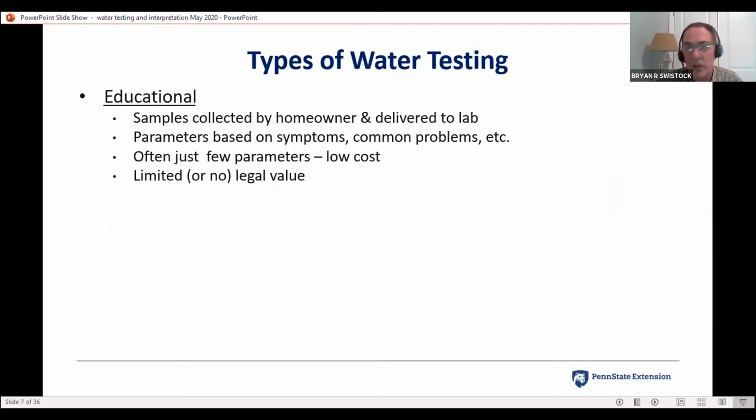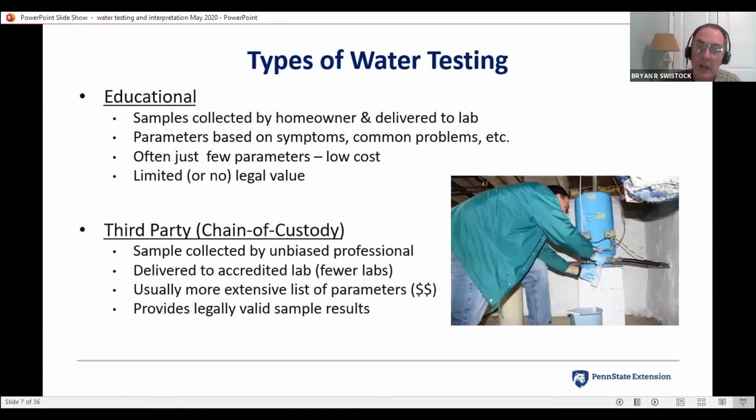The parameters are chosen by the homeowner. It's usually common things like bacteria, nitrate, and lead. It's usually low cost testing, maybe $100, maybe a couple hundred. It's really solely for the education of the homeowner, typically to determine if their water is safe and if they need to buy water treatment equipment. And it's fine for those purposes.